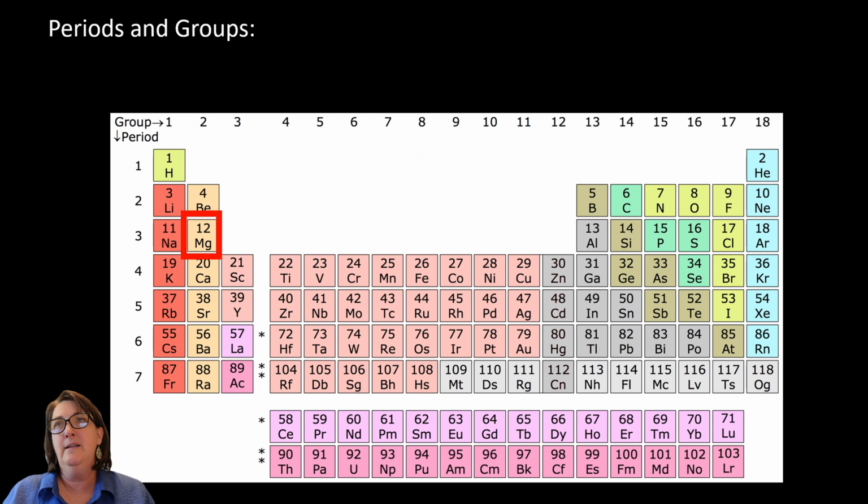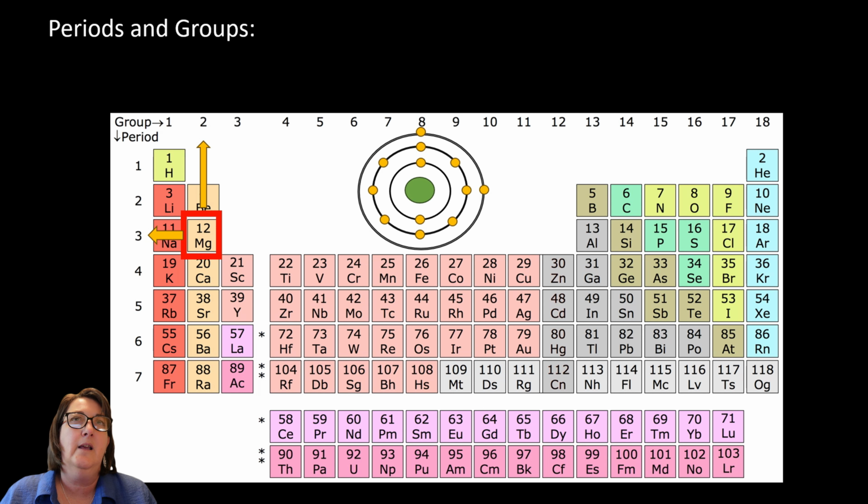Let's look at magnesium. You can pause. Magnesium is going to be in group 2, so I have 2 valence electrons. I am in period 3, so I have 3 rings. So magnesium will look like this. My first ring is full with 2. My second ring is full with 8, so then I have to go to my third ring, and I add 2 valence electrons.